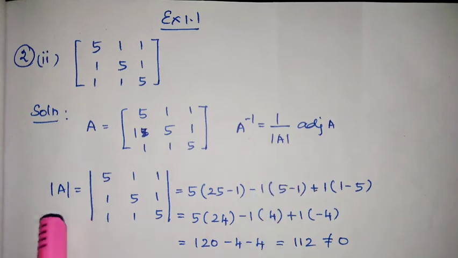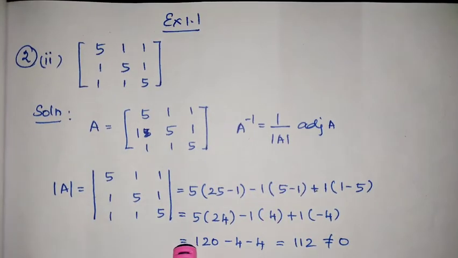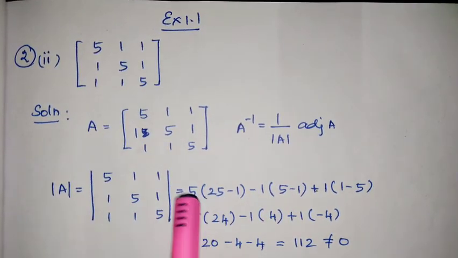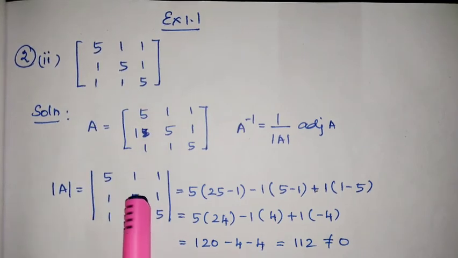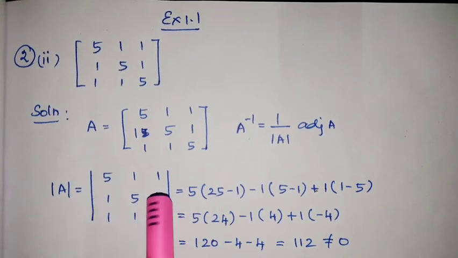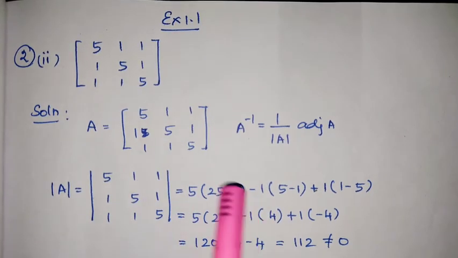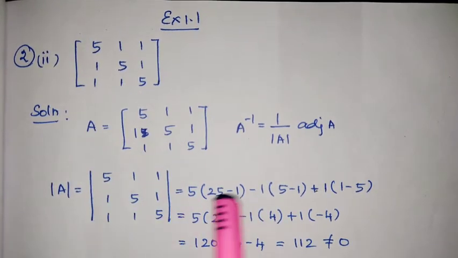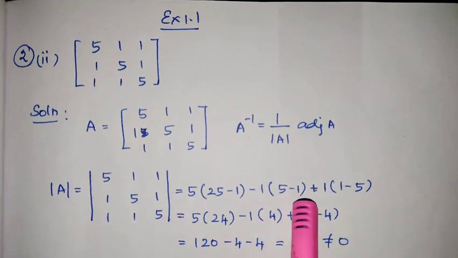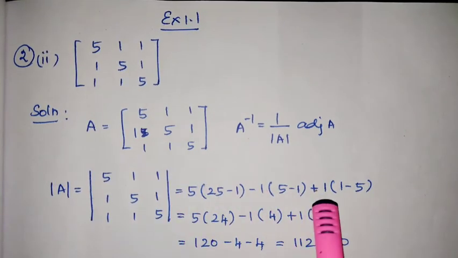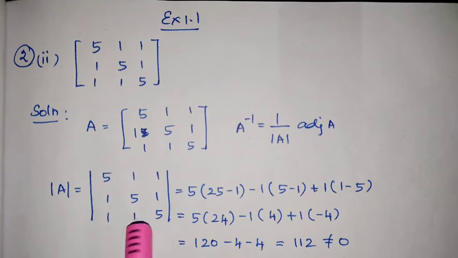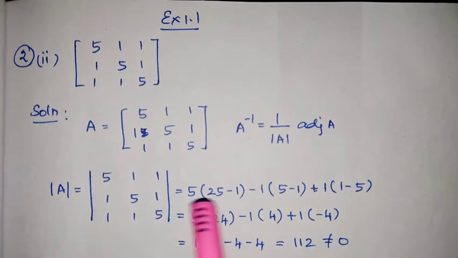Determinant A. So determinant A, you know how to write it and how to expand it. So first element is 5. Leave the row and column. We have 5 into 5 is 25 minus 1 into 1 is 1. Second element, you have to change the sign and write. So it is minus 1. Leave the row and column. 1 into 5 is 5 minus 1 into 1 is 1. Third element is 1. So plus 1. Leave the row and column. 1 into 1 is 1 minus 1 into 5 is 5.